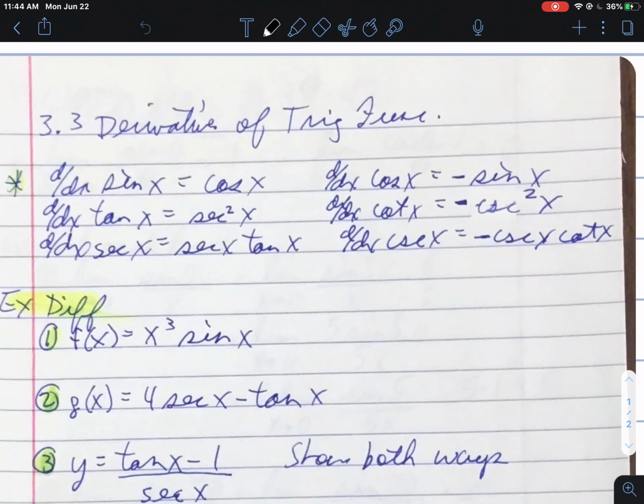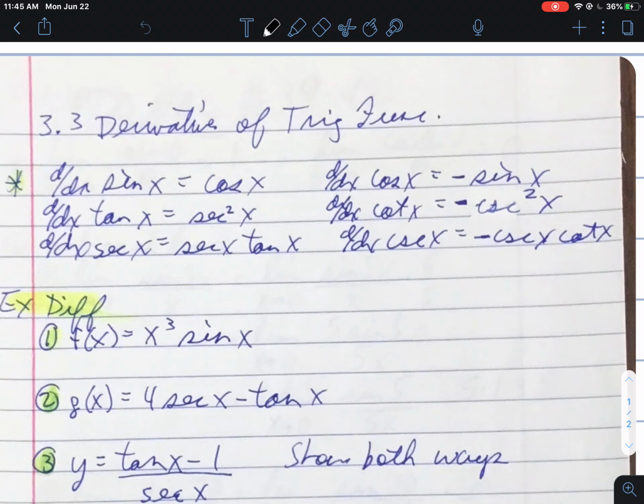Section 3.3, derivatives of the trig functions. This is a relatively short section because it really just requires that you know your derivatives of the trig functions. There's no fancy process here. This is straight memorization. If you're interested in why these are what they are, then you're welcome to look through this section in the book and see all the details about how we derive these.